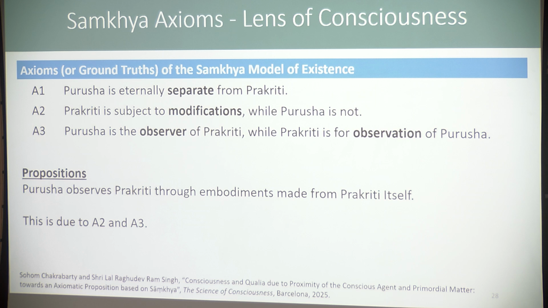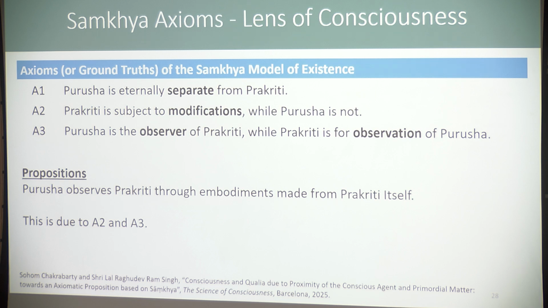From these three axioms, the proposition we are giving is that Purusha observes Prakriti through embodiments made from Prakriti itself. This is not explicitly written in any of the Samkhya Karikas, but this is what we can realize ourselves: that if the Purusha is within us, there is an embodiment through which the Purusha observes the Prakriti which is outside this embodiment. So this is a proposition, and it follows from A2 and A3. We may have to stretch a bit: Prakriti is subject to modifications, Purusha is not. Purusha is the observer of Prakriti, while Prakriti is for the observation of Purusha.